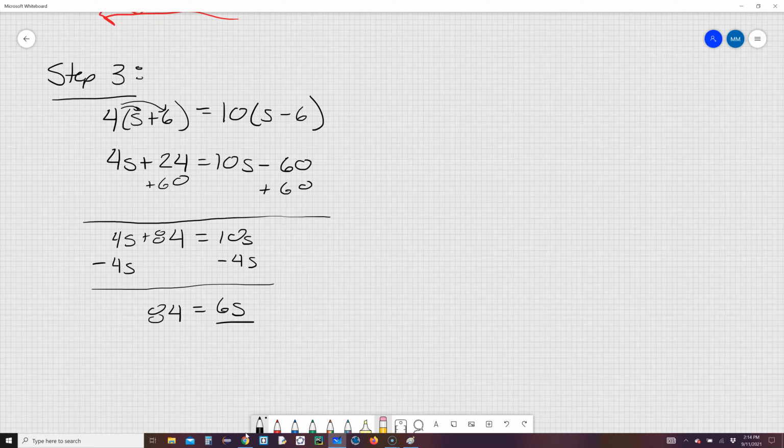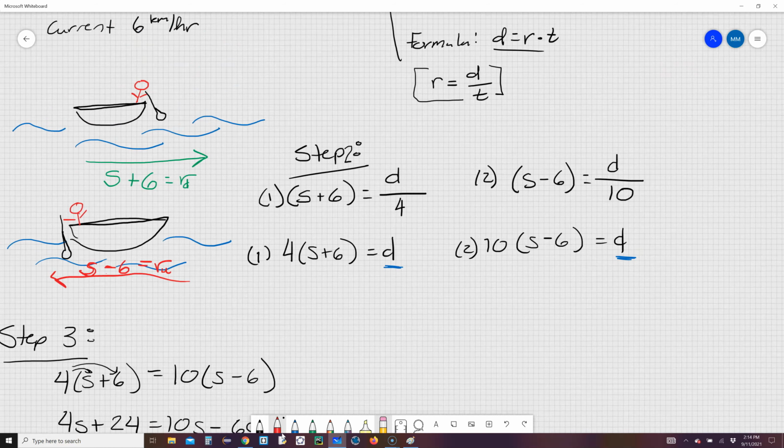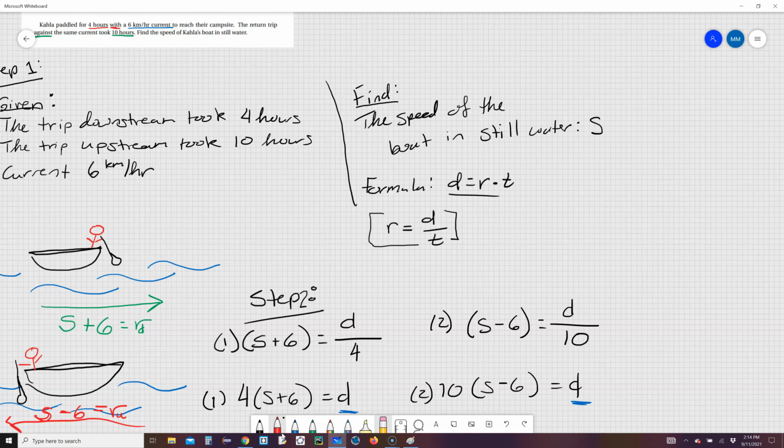Last thing I want to do, divide by 6, and I have 14. 14 is equal to s. And the units on that are kilometers per hour. Okay. Now normally this is where we would back substitute in order to find the other value. But were we asked for the other value? Did we ask what distance we were traveling? No, we were interested in finding s.